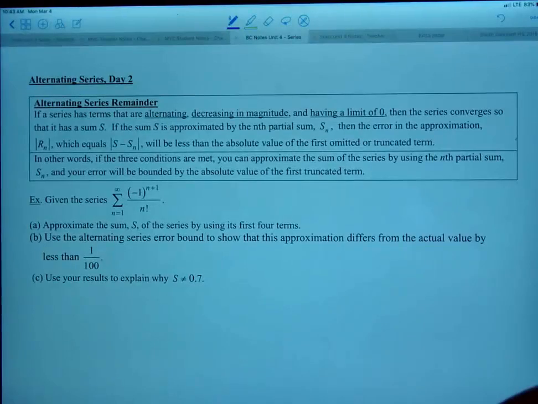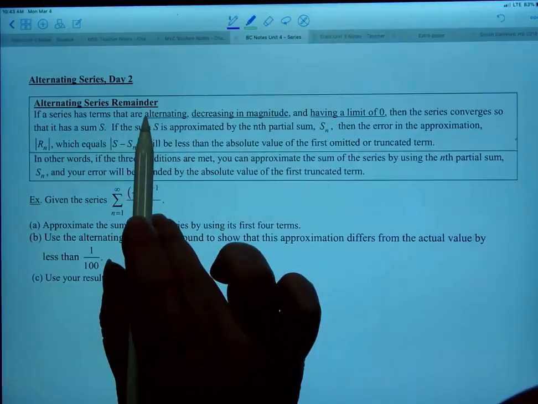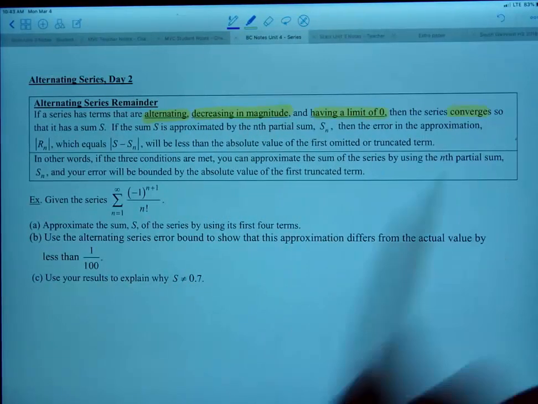So let me go back to the notes, which you have in front of you. This right here is a review of what it was saying before. If it alternates, it decreases, and has a limit of 0, it converges. It's another way to talk about how this works. Once we do a problem, I'm going to put it more into a mathematical context because I know that errors are confusing. They were confusing to me when I learned them. And they come up a lot in the BC material.